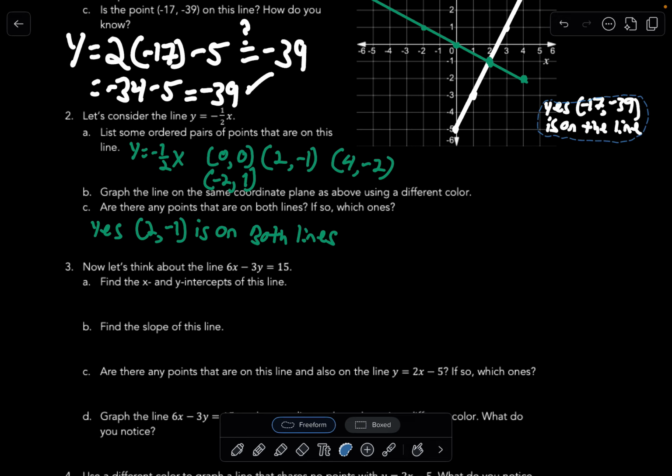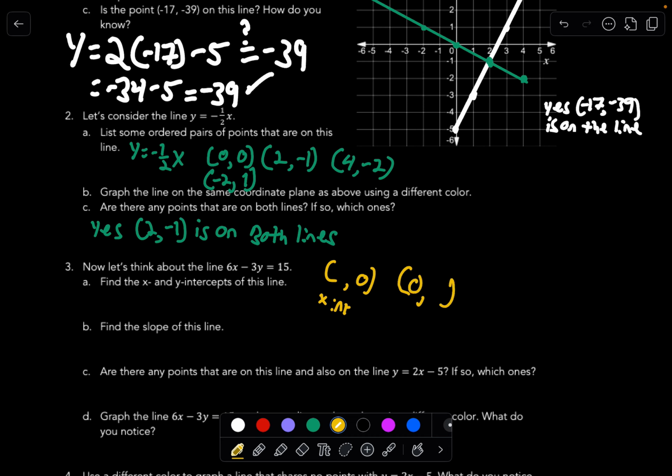Okay, it says find the x and y intercepts of this line. Well, here's our equation. That was blue, so let's make this yellow. So find the x and y. Remember, x-intercept is when y is 0. So we're looking for that. That's the x-intercept. And the y-intercept is when x is 0 and we're looking for y. And that's the y-intercept. So looking at this equation, you may remember this from your nightmares because a lot of you guys did not like this.